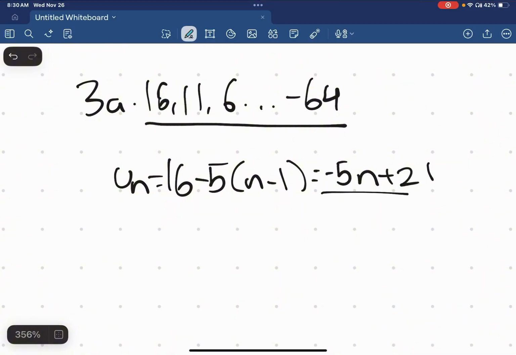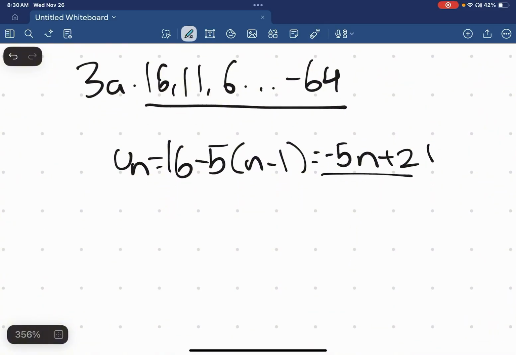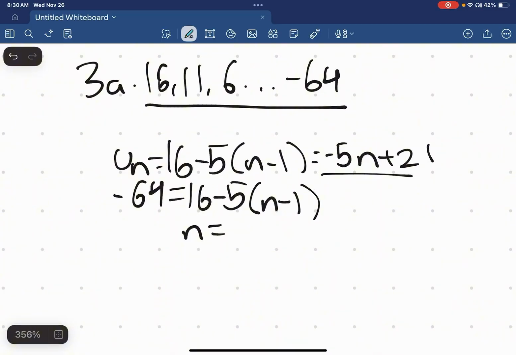But we don't even need that simplification. Since we're solving for our nth term, we can plug in un as -64. It's going to be equal to 16 minus 5 times n minus 1. And after doing some simplification, we get that n is going to be equal to 17. So we know there are 17 terms in this sequence.